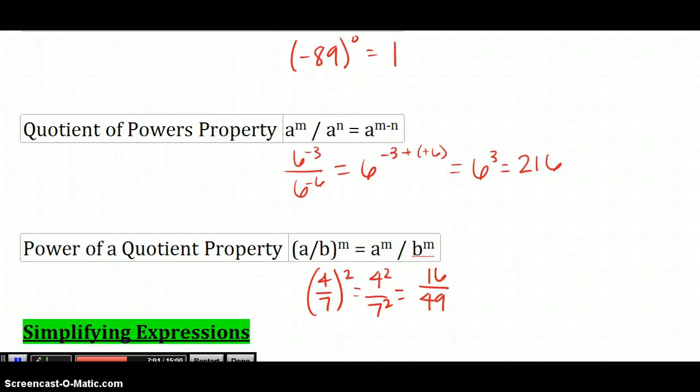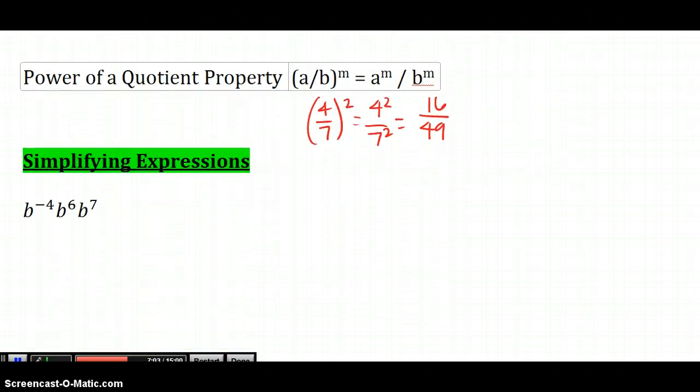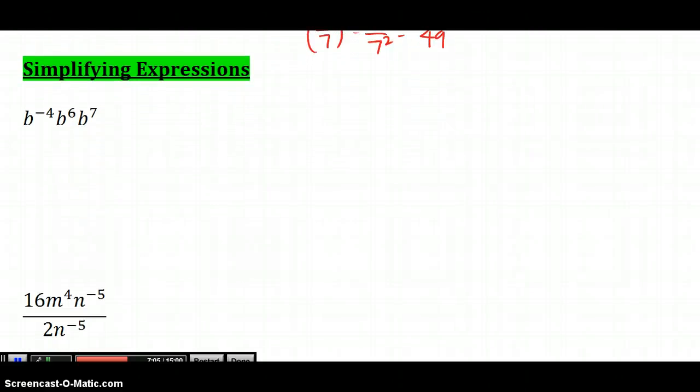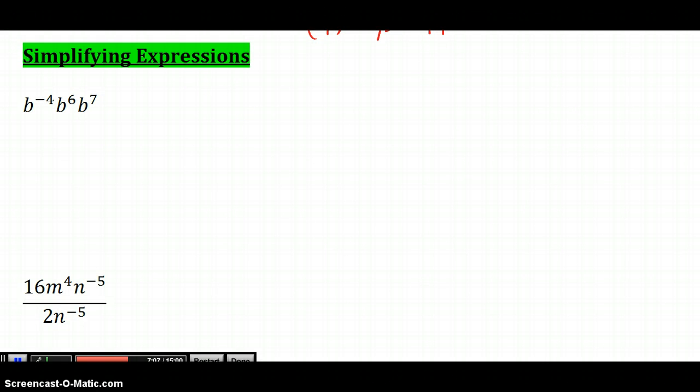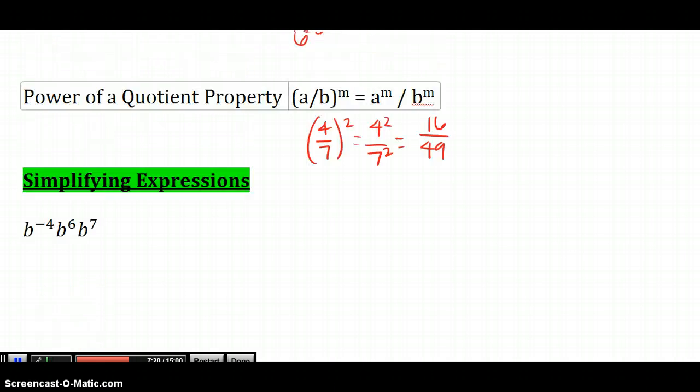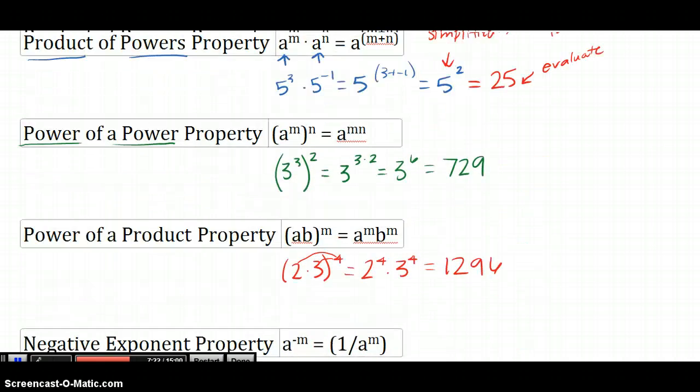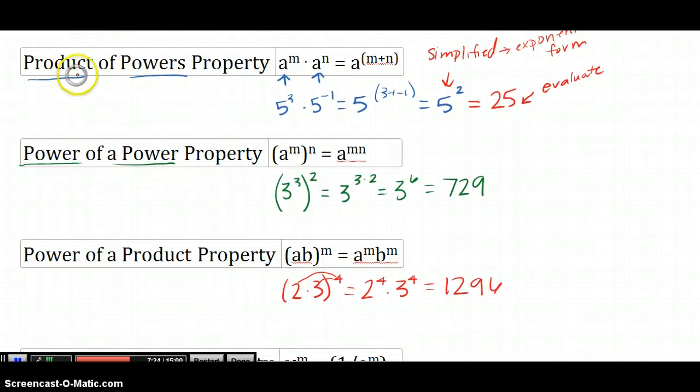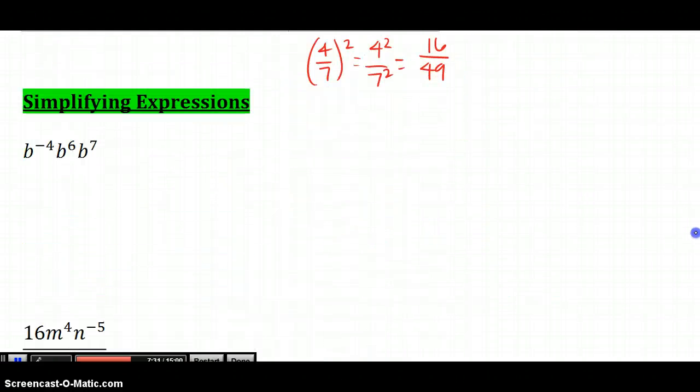So those are the properties you're going to use to simplify and evaluate expressions. So let's throw some letters into the equation to use these properties. This first one we have b to the negative 4th times b to the 6th times b to the 7th. It's all multiplied together, b times b times b. So if you look back up to your properties, we have the product, meaning multiplication of powers property. When everything is multiplied together, we add our exponents.